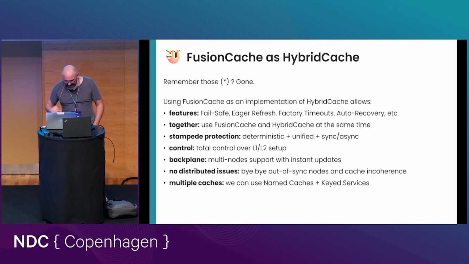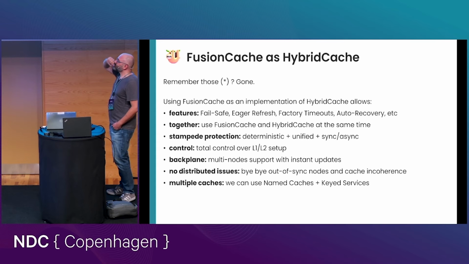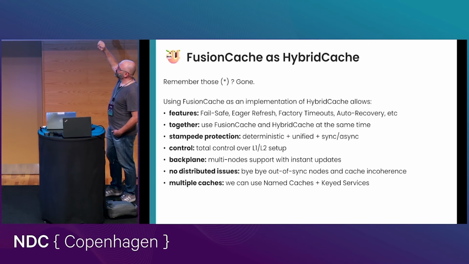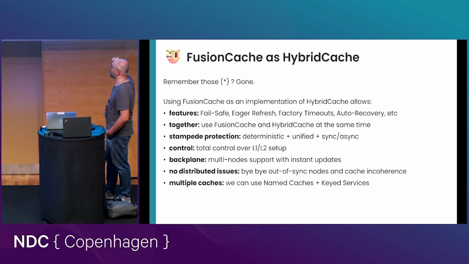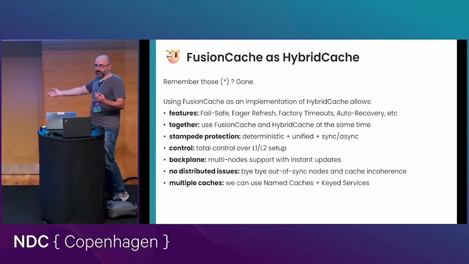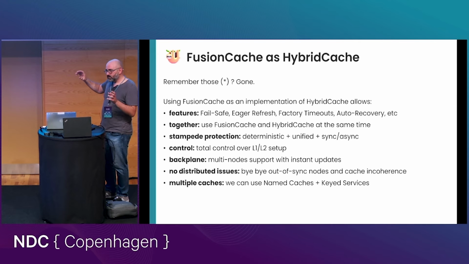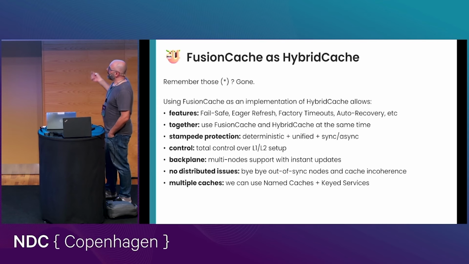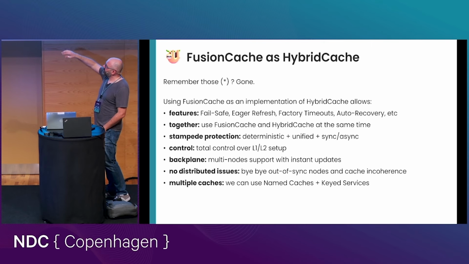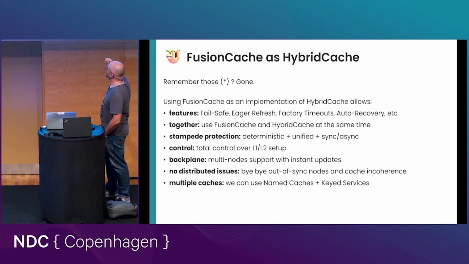Good. So, remember all those asterisks? Gone, basically. We have more features because we have fail-safe, eager refresh, factory timeouts. Even when used as HybridCache, even as that abstraction, we can use them together, meaning not just the Microsoft implementation and FusionCache, they are separate packages. Of course, we can use them. But also FusionCache directly and via the adapter, the same instance. And because of that, we have stampede protection that is fully deterministic, first, so false, false, false forever.